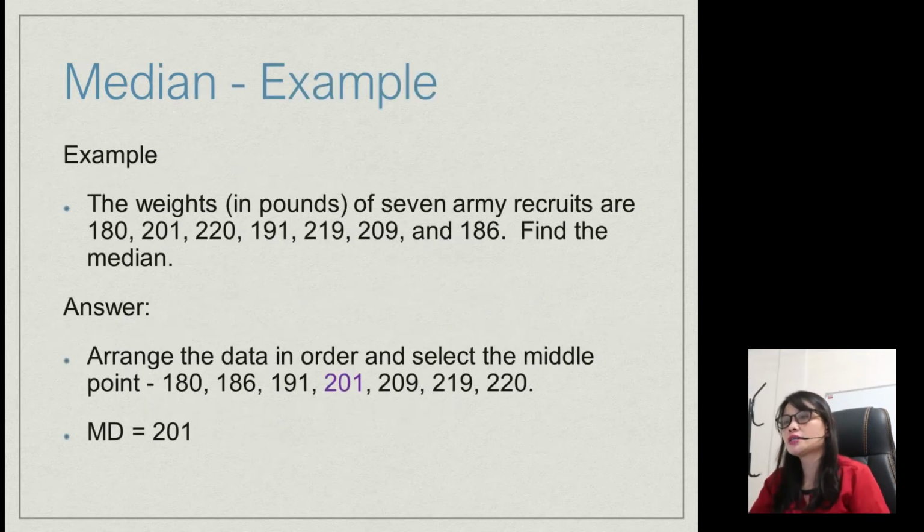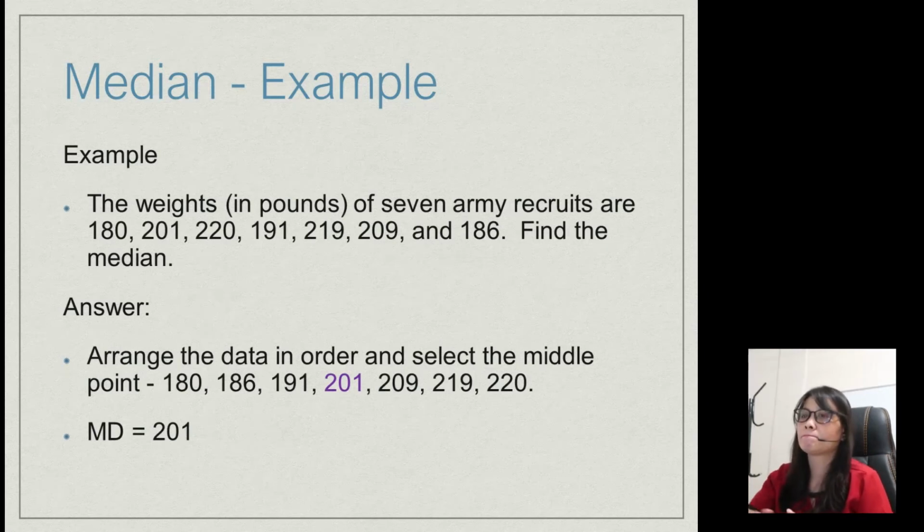Again, this one. The weights of 7 army recruits are 180, 201, 220, 191, 219, 209, and 186. Find the median. First, you need to arrange it from lowest to highest, to select the middle point. So from lowest to highest, the middle number is 201.